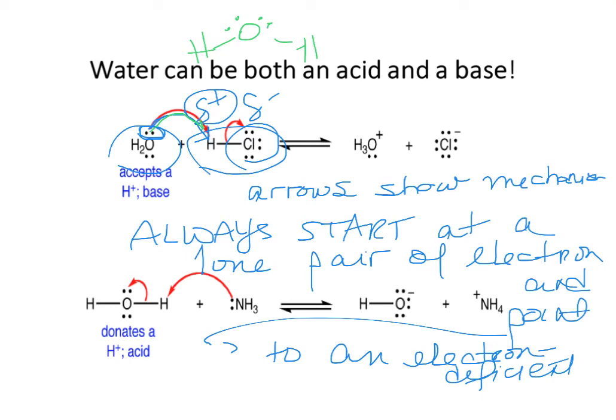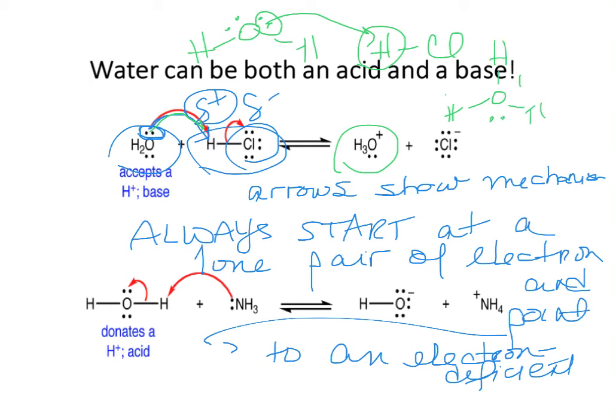All right. So this lone pair of electrons is going to form a bond with this hydrogen ion. So look what we make then. You end up with H3O, the hydronium ion, right? And then this bond broke between hydrogen and chlorine, so you get chloride ion.